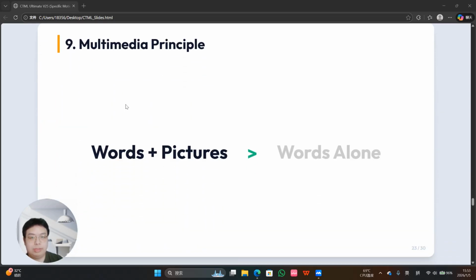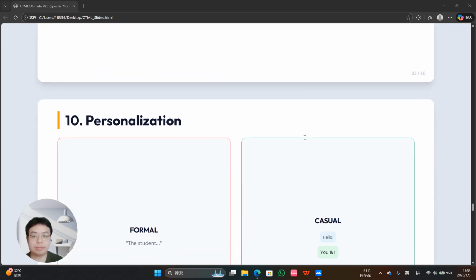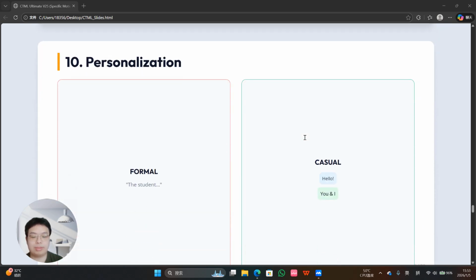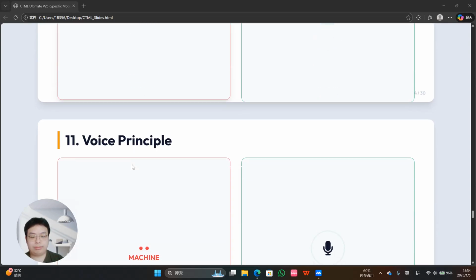Next one is multimedia principle. Words and pictures together are always better than words alone, which is talking about the Mayer. And next one is the personalization principle. Please use a conversational style with you and I, rather than stiff academic language. It brings you closer to the audience.